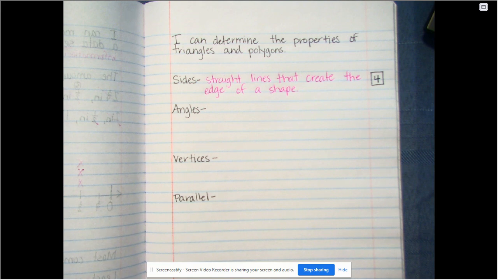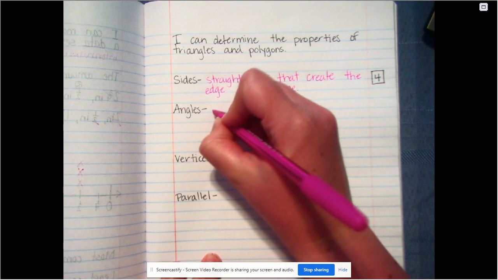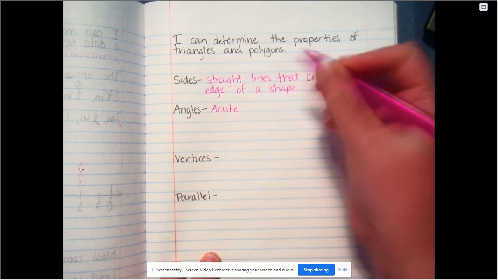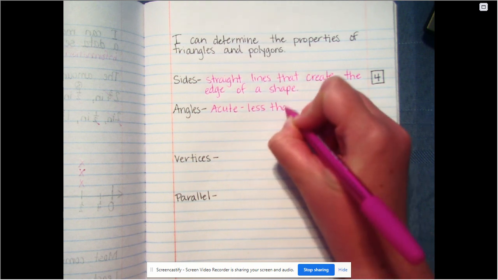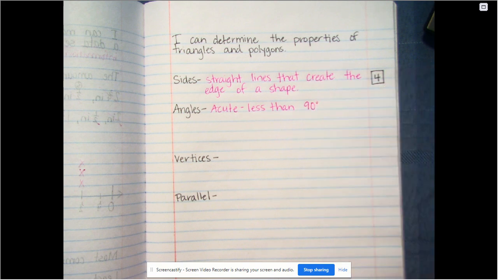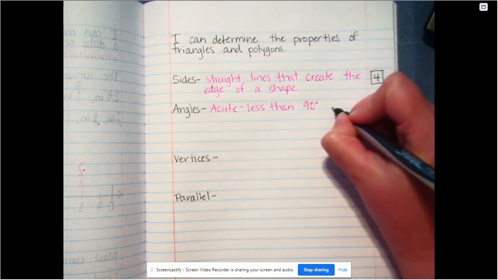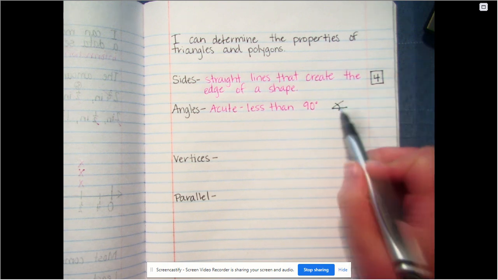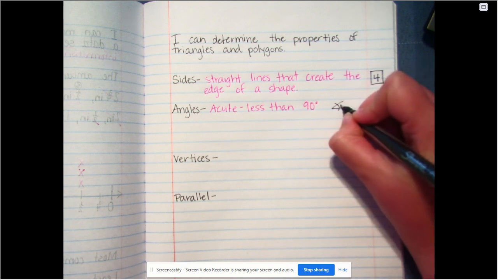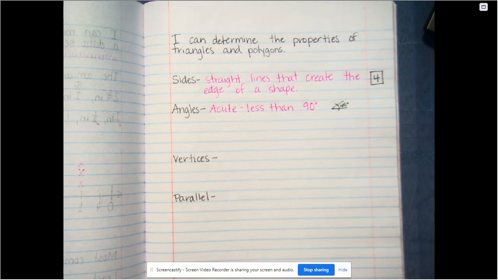All right, so the next thing that we can talk about are angles. So angles are the amount of space in between an area where 2 sides meet. So we can have acute, which means that the angle is less than 90 degrees. So an example of an acute angle would be this. So the space in between those 2 sides would be less than 90 degrees. So this one might be 45 degrees, about.